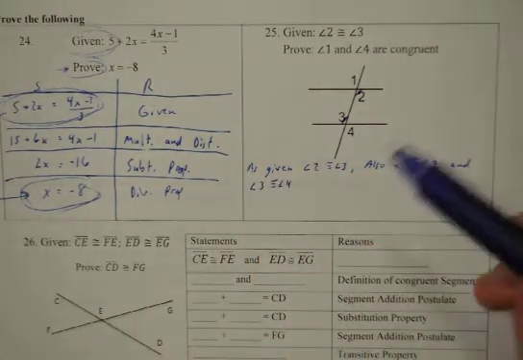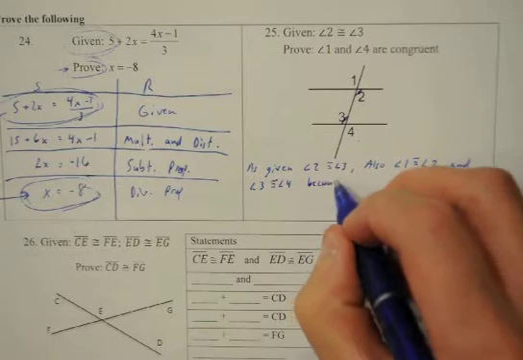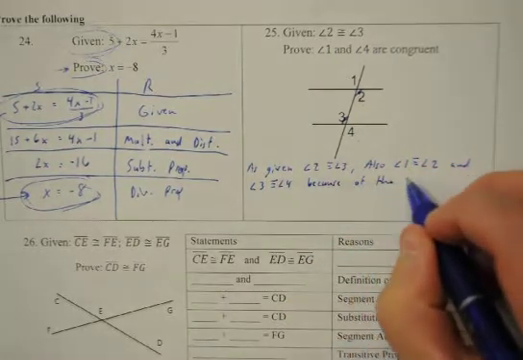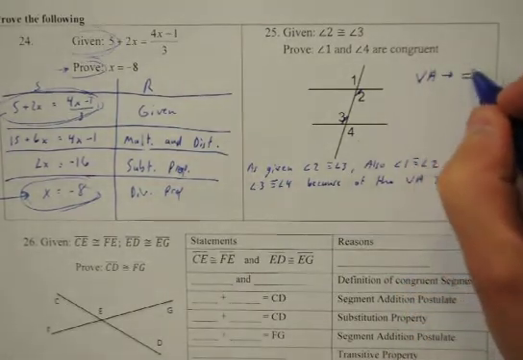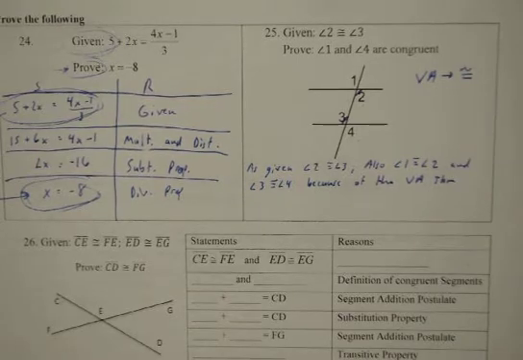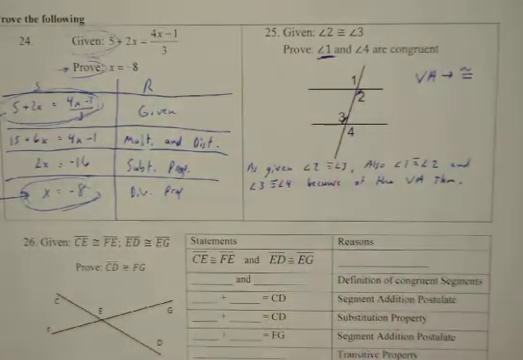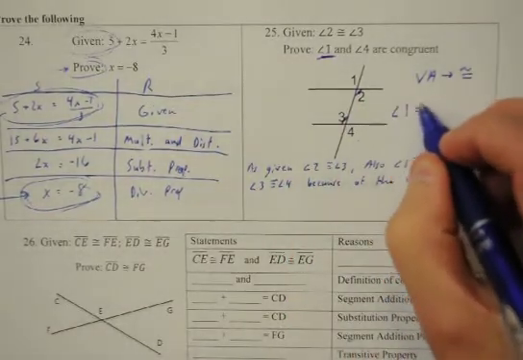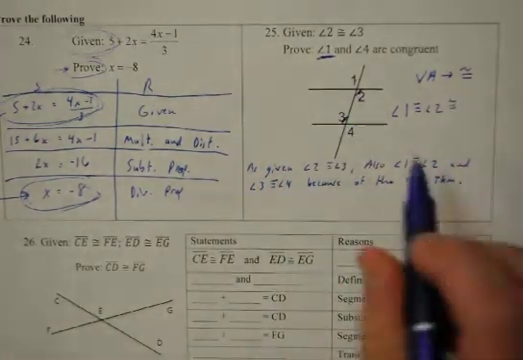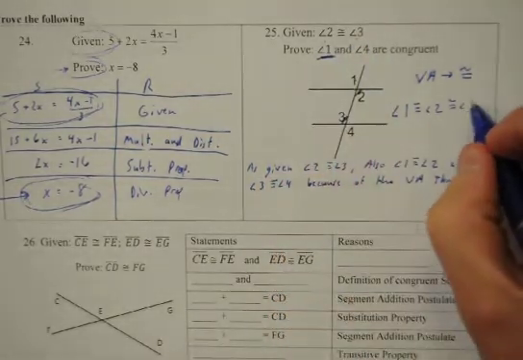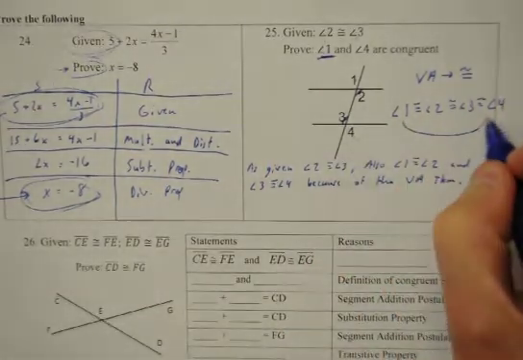Think about that. Why is 1 congruent to 2 and 3 congruent to 4? Because of the vertical angle theorem. The vertical angle theorem says that vertical angles are congruent. I can put it all together now using the transitive property. Start with angle 1 is congruent to angle 2. Angle 2 is congruent to angle 3. And angle 3 is congruent to angle 4. So therefore, it's a transitive property.